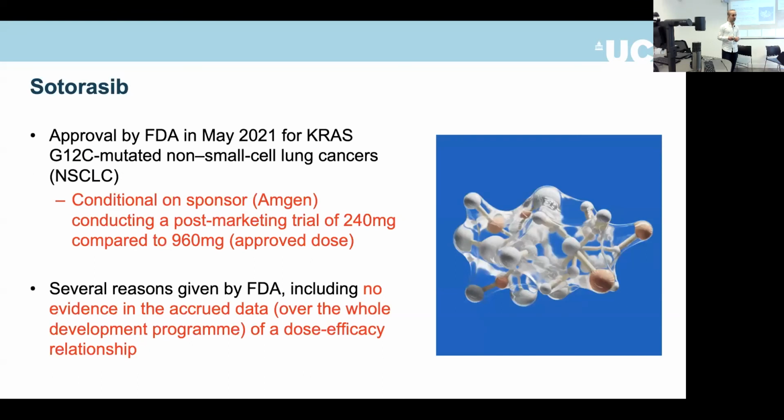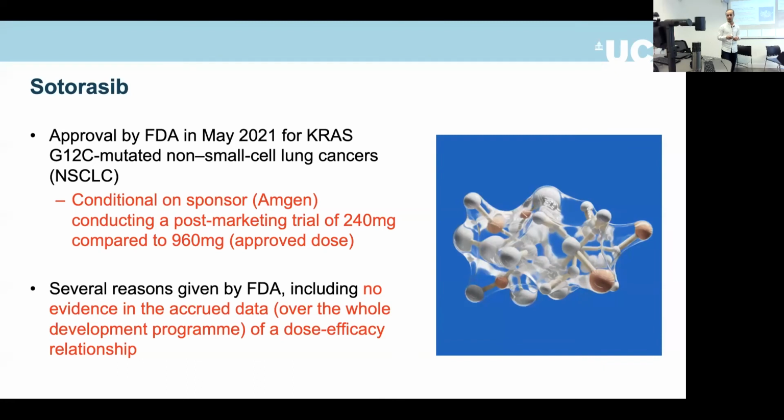Now I'm going to tell you about this drug that was recently approved by the FDA in May last year, called sotorasib. It was approved for non-small cell lung cancer defined by a specific mutation, the KRAS G12C. It was approved by the FDA, but conditioned, interestingly, on Amgen, the company that developed this drug, conducting a post-marketing trial comparing 960 milligrams, which is the dose that was approved, with 240 milligrams, which is much less.